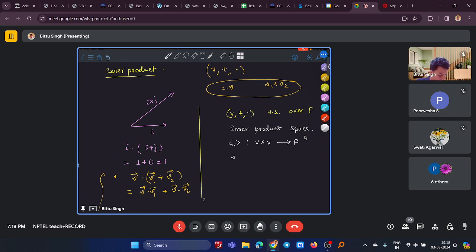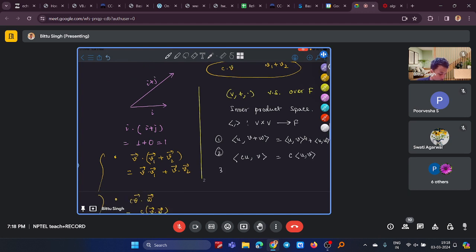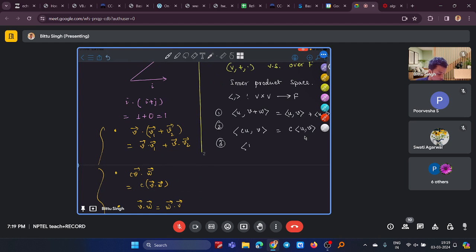let us denote it by u times (v plus w). This is the same as u times v plus u times w. Property 2, it should be the same as (cu) times v, some scalar into u times v. This is the same as the scalar times the inner product of u and v. And what will be the third property? Third property will be the symmetry. u times v is the same as v times u.